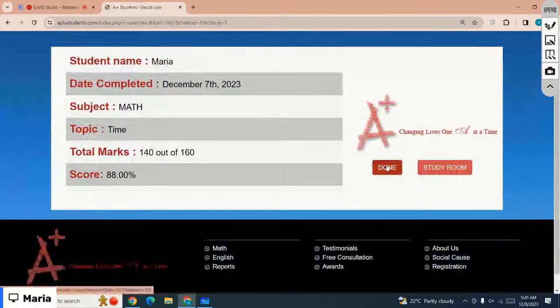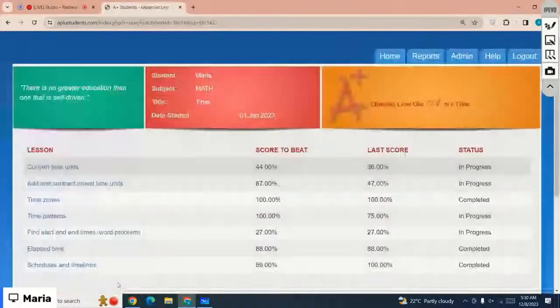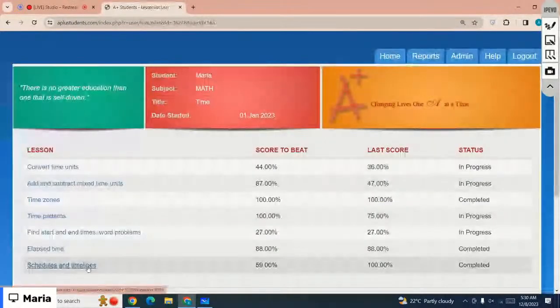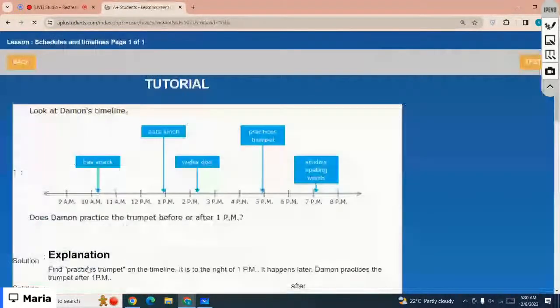Let's just move on to the next lesson, and the next one is, I think, the last one from the chapter. That is schedules and timelines. Let's just start with the next lesson. Okay, look at Damon's timeline. Does Damon practice the trumpet before or after 1 p.m.? Which is the correct option?